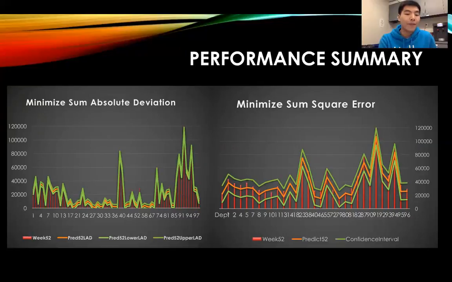And for my preference, because the confidence interval range for the minimized sum of absolute deviation optimization procedure on the left-hand side is much smaller than the right-hand side, I would prefer to use the left-hand side one based on the range of the confidence interval. But both models actually work pretty great. So this is the basic summary of the two optimization procedures I performed in this case.